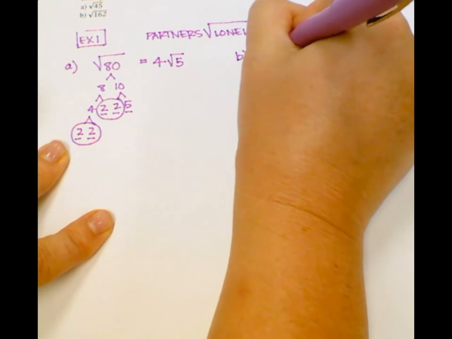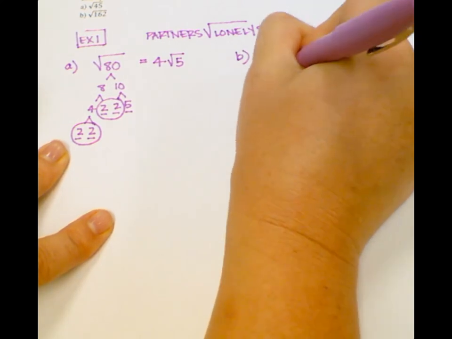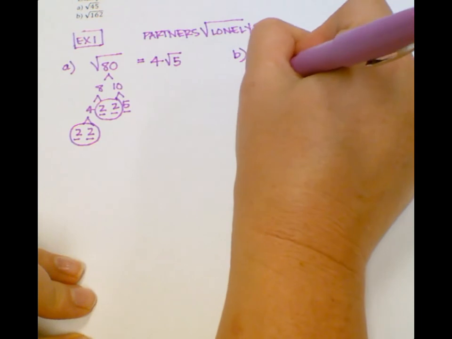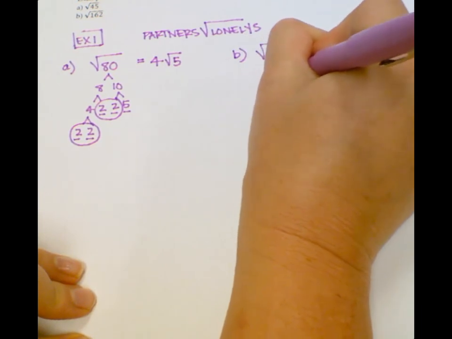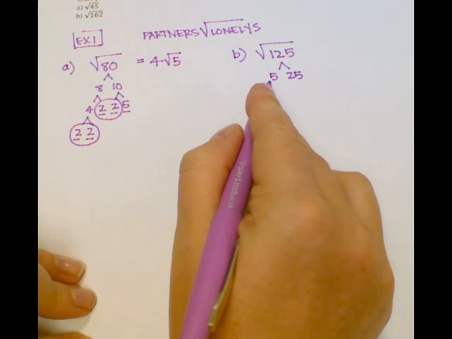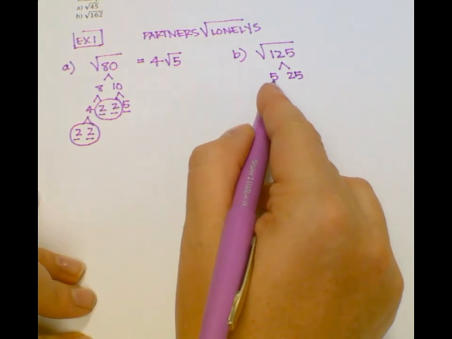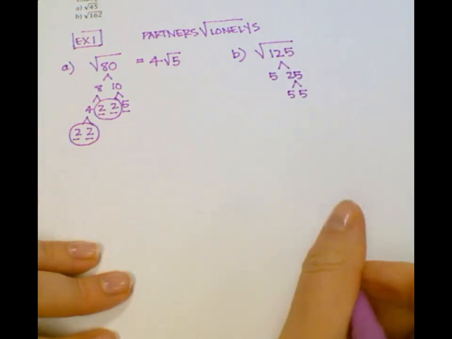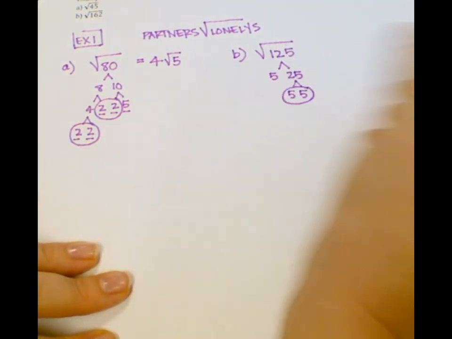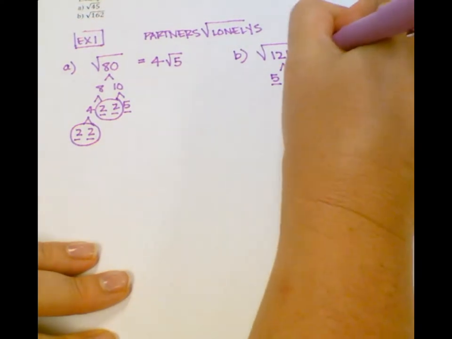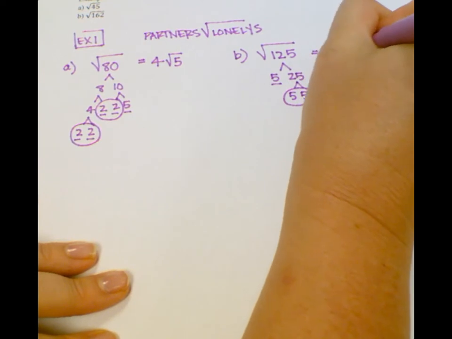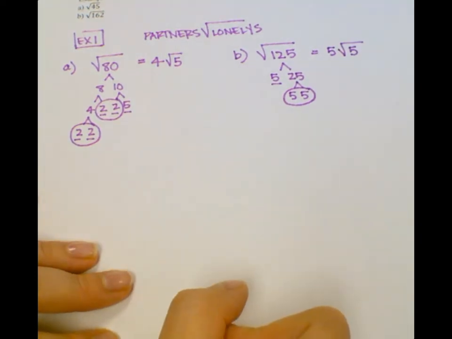All right, let's go bigger. Let's go 125. All right, so start your tree. Just think of things. You know it ends in a 5, so let's try 5. So that's 5 and 25. Now, 5 is prime because the only thing that multiplies together to give you that 5 is 5 and 1. Let's do 25. 5 and 5. Okay, now here's my partners. Here's my lonely. So again, partners go on the outside 5, and your lonely goes on the inside 5. So that one had both 5s.